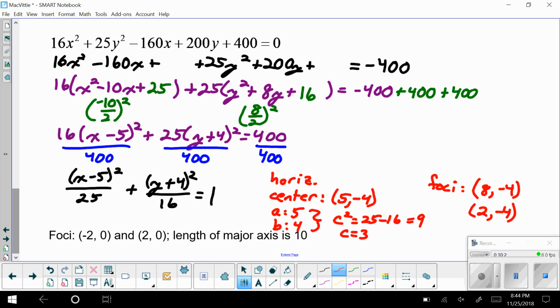And that's pretty much all the information I would need then, because from the center I'd move right 5 and left 5 to get to each end of my ellipse. I'd, from my center, go up 4 and down 4 in order to get to the ends of the minor axis to get the rest of my ellipse.